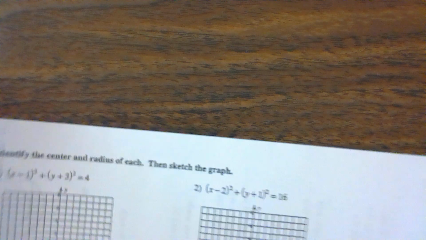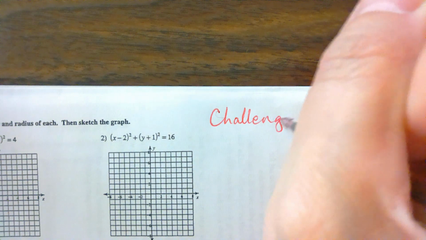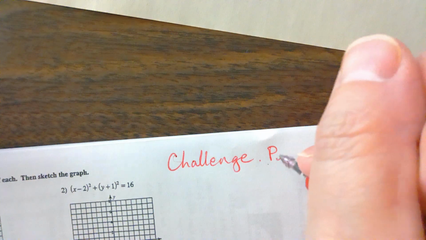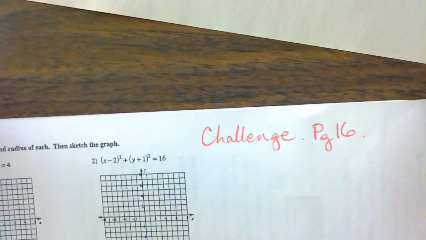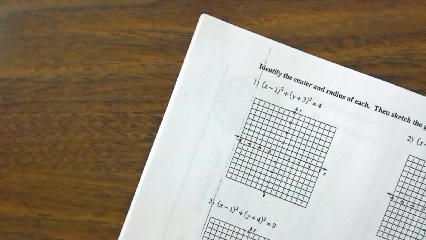If you want to challenge yourself and try the ones that are not centered at 0, 0, then page 16. Okay, page 16, you can try those questions where the center is not at 0, 0. Okay, and then answers are on page 17. Page 18 is the review, which we will do tomorrow. So I would say your homework tonight and for the rest of the class is just page 15 and then challenge page 16.